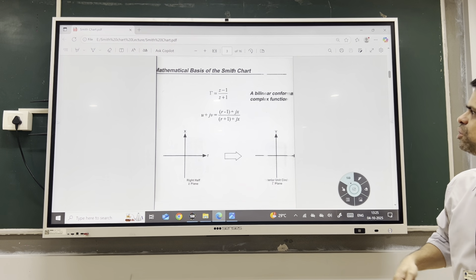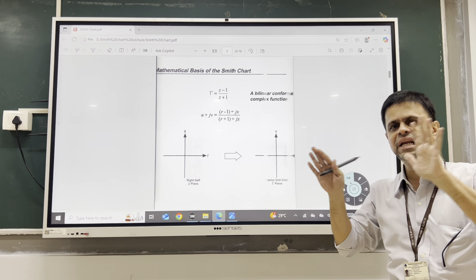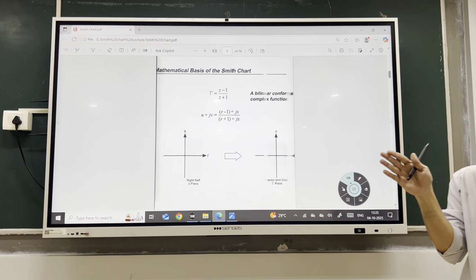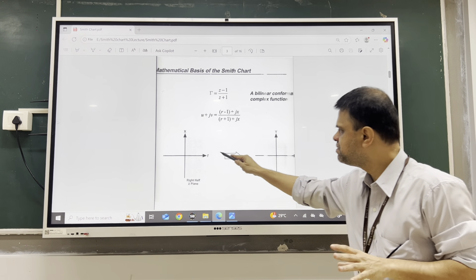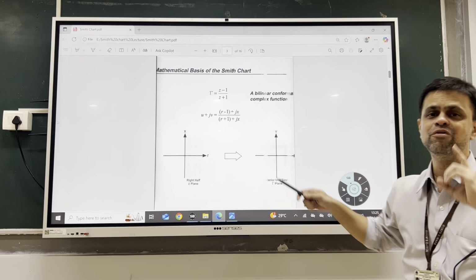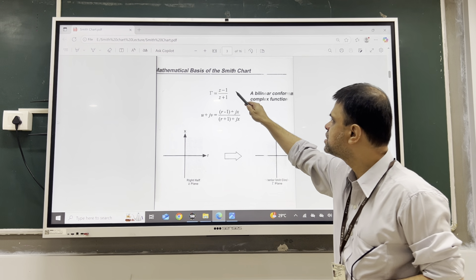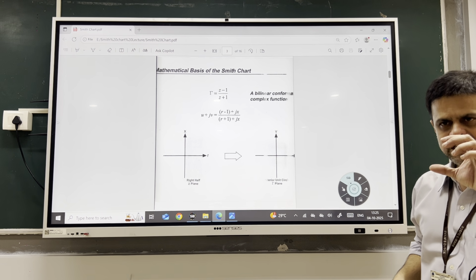And if Z is equal to infinity, that means it can be positive infinity anywhere. It is a very large number, so I consider that as infinity. Forget about the imaginary and real part in that. It is an infinitely large number. So if Z is equal to infinity, then gamma becomes positive 1. How do you get that? You just divide the numerator and the denominator by small z.